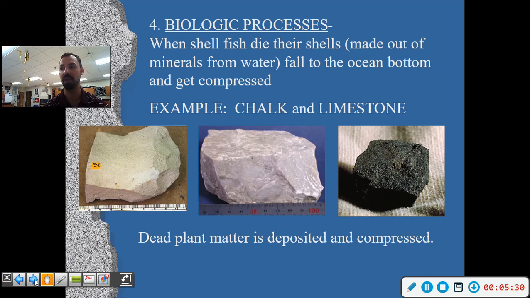Also, dead plant matter could be deposited and compressed into a rock. An example of that would be one of our fossil fuels, like coal. All right, so bituminous coal. There's also another form, a metamorphic form called anthracite coal, which had undergone some heat and pressure.